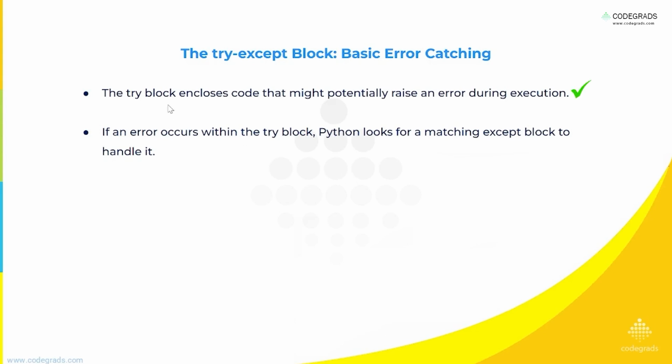Now the try block encloses code that might potentially raise an error during execution. So whenever you think that a particular line of code will be crashing or potentially raising an error, that code will be placed in the try block. If an error occurs within the try block, Python looks for a matching except block to handle it. For a simple example, suppose I know that when I divide any number by zero, I will get an error, right?